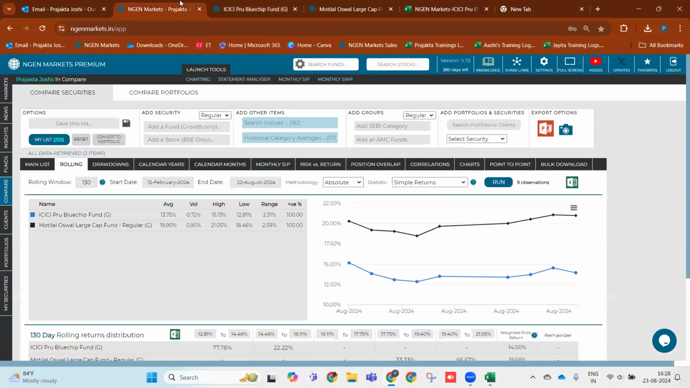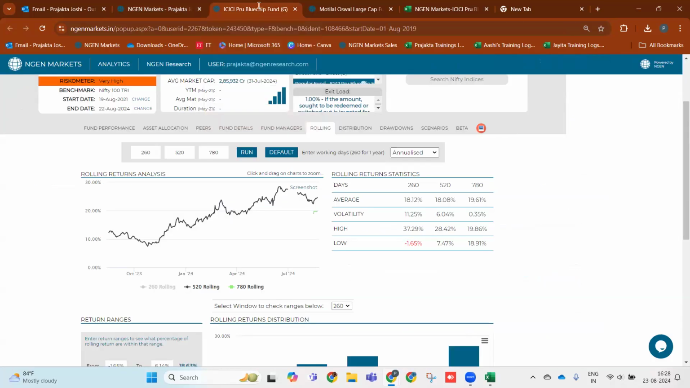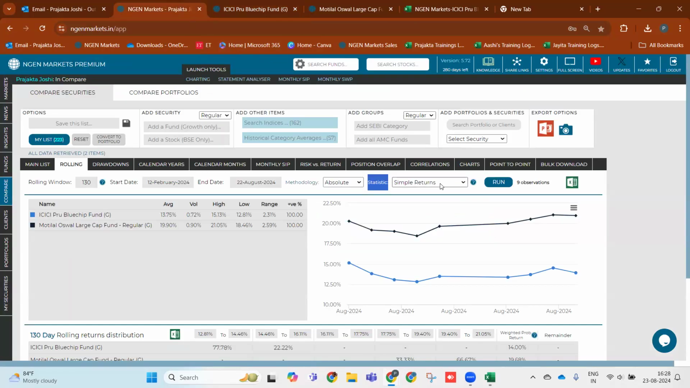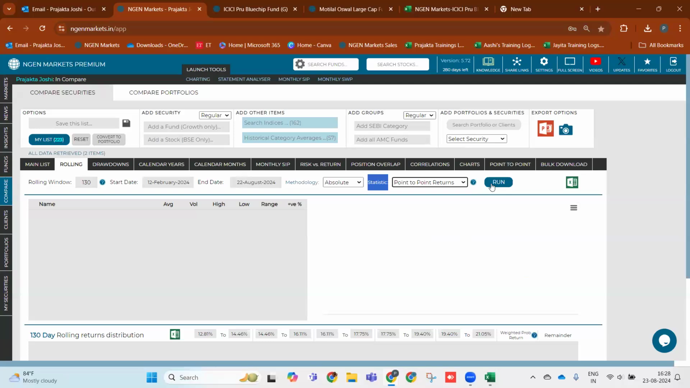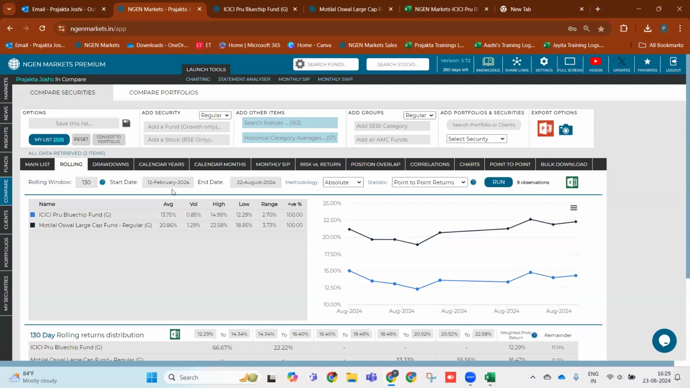Now let's go back to NGEN Markets platform. Here, in statistics, we have discussed the simple return. How do you calculate the simple returns? Always, when you open a single fund, the rolling returns analysis will always be with a statistic simple only. There is another methodology with which you can calculate rolling returns, which is point to point. The moment you change it to point, there will be different returns, and you can definitely check that.